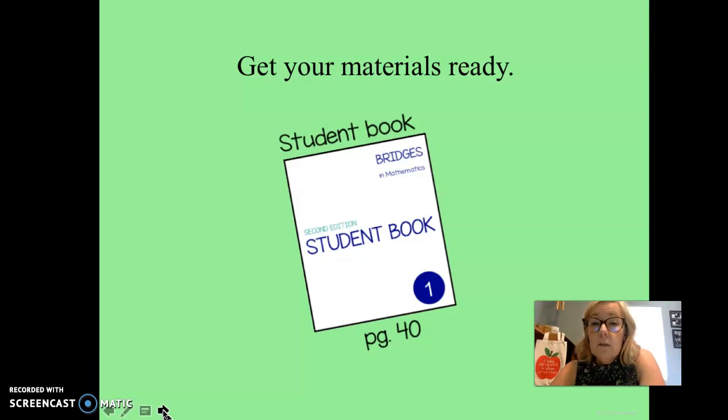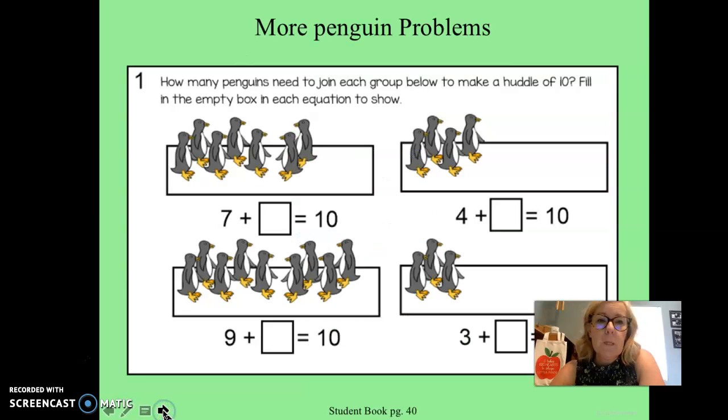Okay, you can pause here and print the student book page if you have that available. If not, you can make your own or just do the problems on another sheet of paper. How many penguins need to join each group below to make a huddle of 10? Fill the empty box in each equation to show.